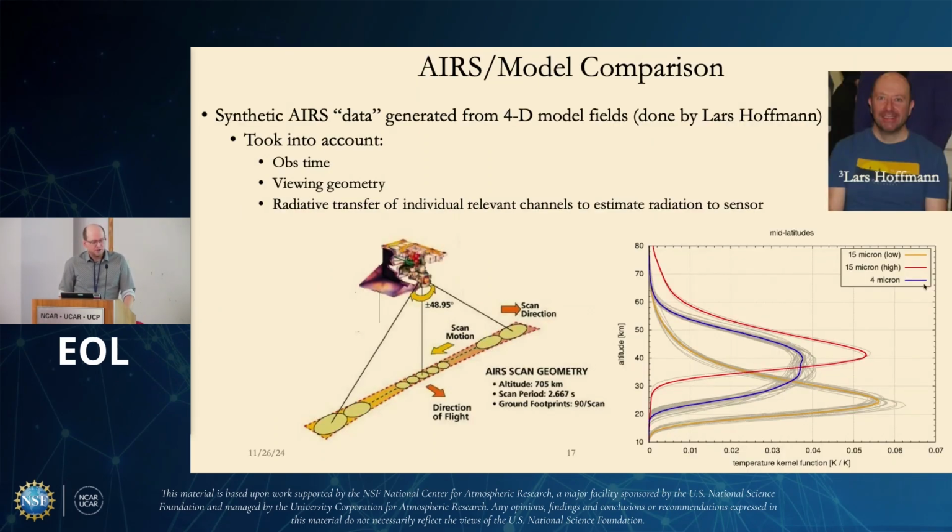So in order to compare the model to the observations, this was quite challenging, quite a lot of work, mostly done by Lars Hoffmann, pictured here. So essentially what we did is we created synthetic AIRS data from these 4-dimensional model fields. What he did is he took into account observation time, he took into account viewing geometry of every individual footprint, and these brightness temperature products that he's producing are averages of collections of channels. He simulated the radiative transfer of each one of these individual channels, with the ultimate objective of producing synthetic data in the same form that he gets when he processes real data. So everything is done apples to apples, and the same algorithms that are applied to real data are applied to the synthetic data.